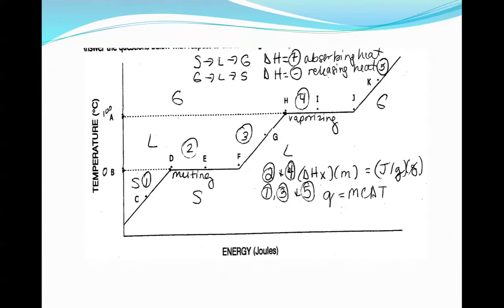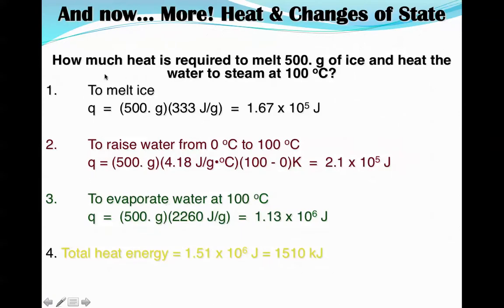Okay? So what I'm trying to do, the delta H of X is always in joules per gram. Multiply it by my mass, that gives me my energy for just that part. So when I have a phase change, I don't have a change in temperature. So let's look at Q. Q, I'm trying to find how much heat is required to melt 500 grams of ice and heat water to steam at 100 degrees Celsius. Okay?